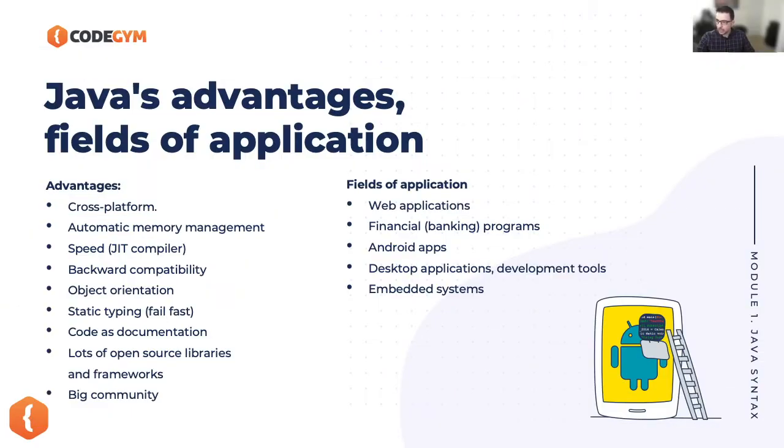We touched on Java in the beginning, but I want to reemphasize the advantages of Java. It's cross-platform, meaning it can work on any operating system and any device. It has a very fast compiler. The compiler is basically what translates the code to make the computer run it, right?